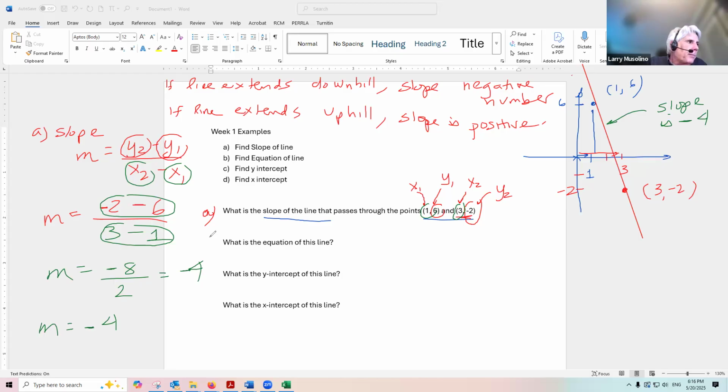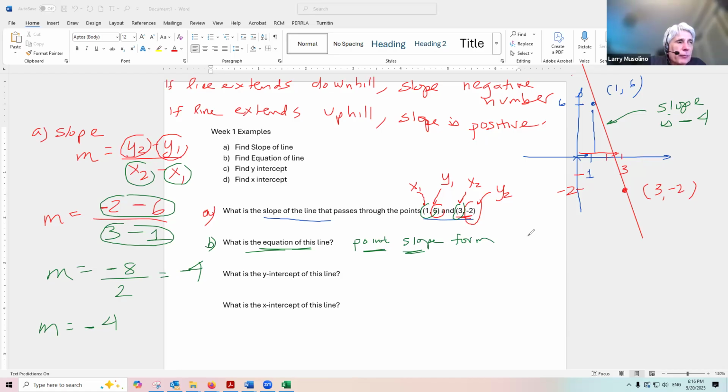All right, let's go to part B. Part B says, what is the equation of the line? Well, there are 2 formats you can use for this. I'm going to use this format. Excuse me, that's called the point slope form of a line. And the reason I'm doing that is I know a point and I know the slope. So when you have the point and the slope, you can use this point slope form.